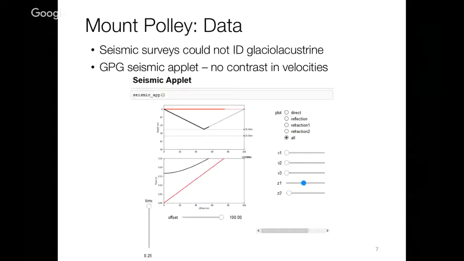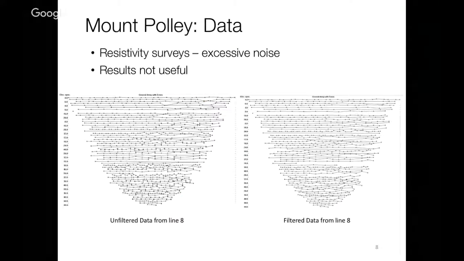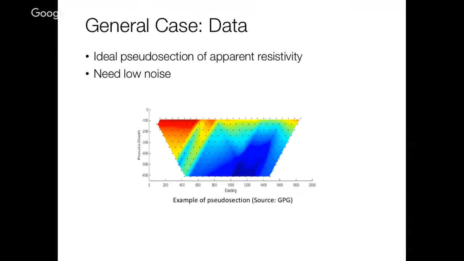So we were able to use the seismic applet on the GPG to demonstrate that when you don't have contrasted velocities, of course, you're not going to be able to have interpretable data. And for their resistivity surveys, unfortunately, they encountered excessive noise. So greater than 10% of the total amplitude ended up being noise. So they decided that the results were not useful.